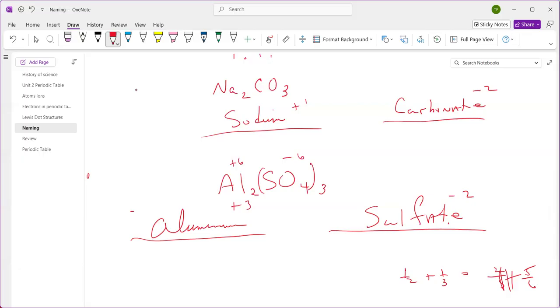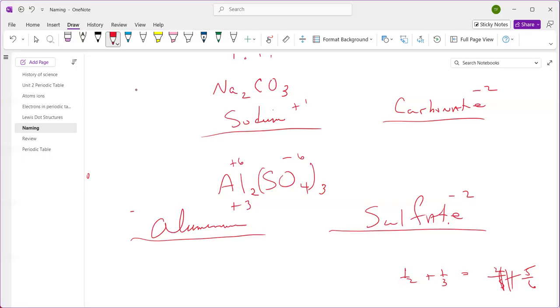Okay? All right. So notice on the bottom here, I don't say dialuminum sulfate because it's a cation. We already know the charge on it. Same with the sulfate. I don't say disulfate or trisulfate. Now, when we get to covalent, we are going to have to say that because they aren't charged, and there's no way to tell how many of each. We have to tell it how many of each.